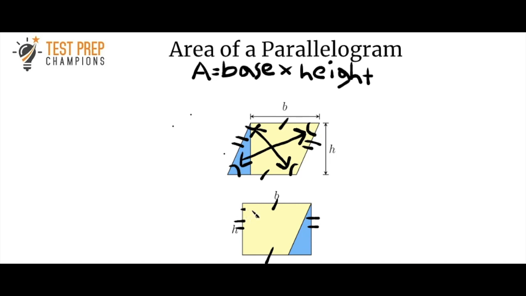Now the difference is that on the rectangle, all of these angles are 90-degree angles. So there's no variation for a rectangle. They're always going to be 90 degrees 100% of the time. As I said, all rectangles are parallelograms, but parallelograms aren't necessarily rectangles. Now that's not a super important point for the test, but I just wanted to include that.